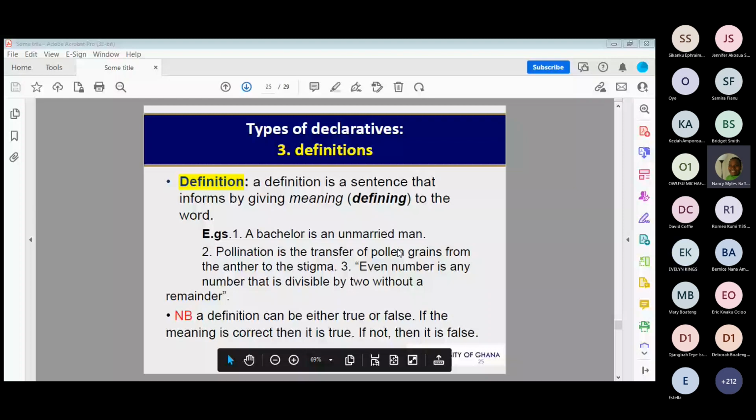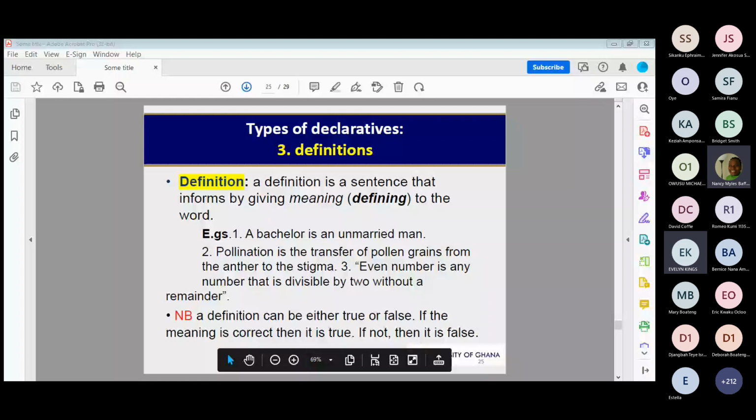When we advance, we can look at an expression that can be both this and that. For now, there are three of them I've given to you. Each one of them belongs to one of the types. So let's start. The first one says, a bachelor is an unmarried adult male.